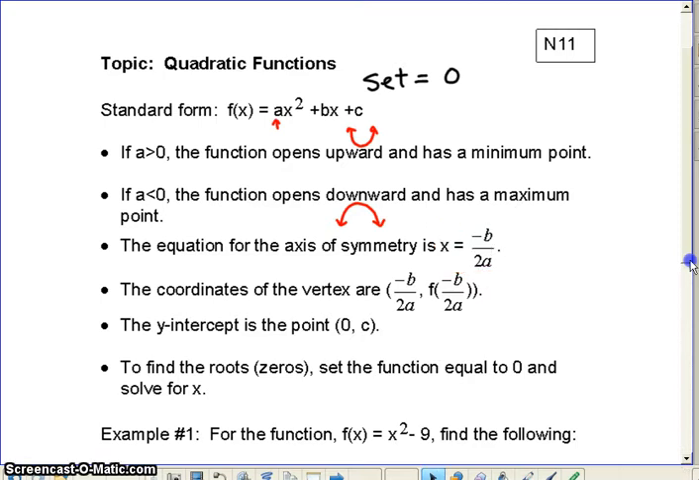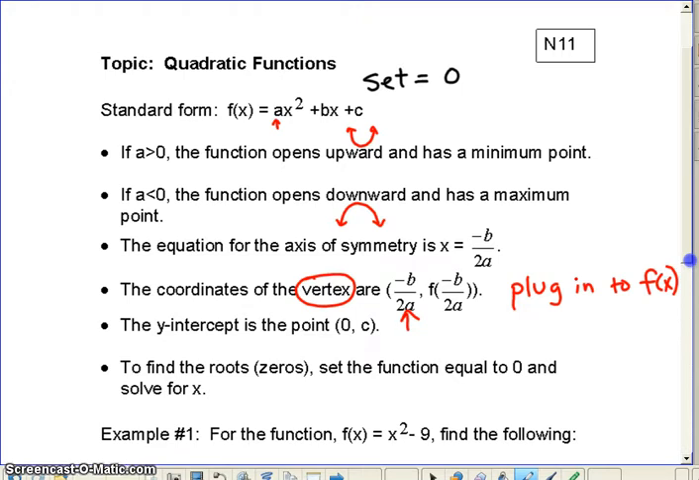Okay? To find the coordinates of the vertex, which is either your minimum or your maximum, you're going to take the x value of the axis of symmetry that you just got and you're going to plug it back in to your function to figure out what the y-coordinate is.